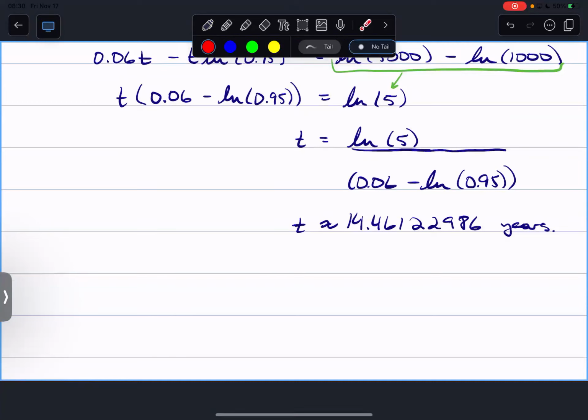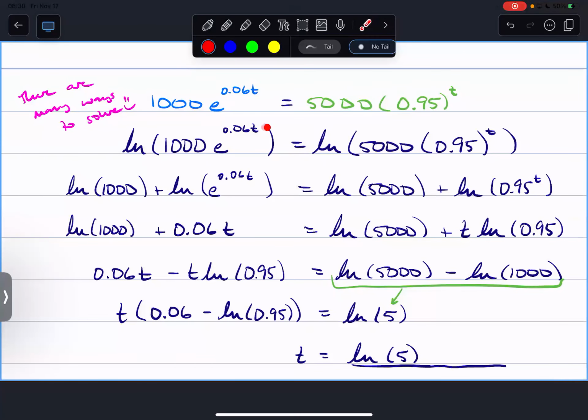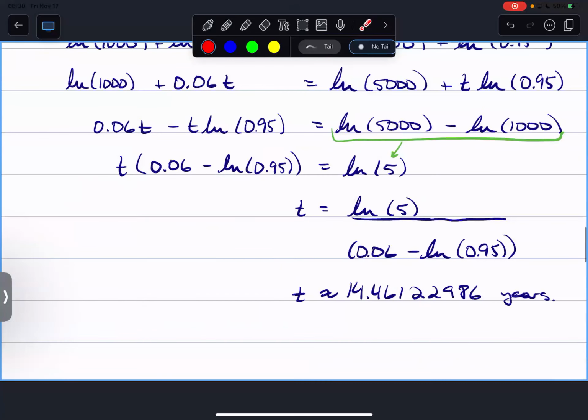As long as you get to here, then you did it, right? So there's lots of ways that you could have picked this apart. You could have lumped together your powers of t beforehand and gone that route, but I don't think it's that bad. But you can play around. As long as you get to this t, then you're fine. Okay.